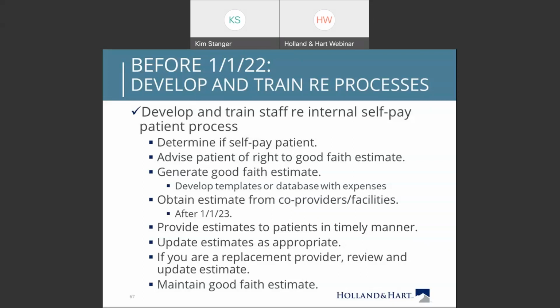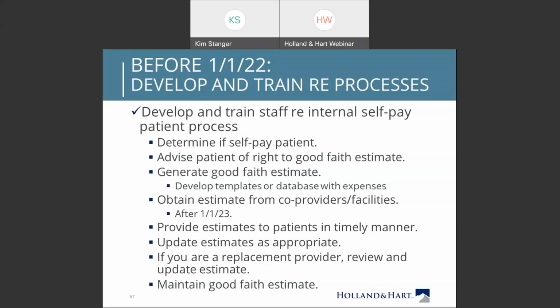You need to obtain that estimate from co-providers or facilities. Probably don't need to worry about this for the next year, but effective January 2023, you'll need to do that. You need to provide those estimates to the patients in a timely manner, consistent with those deadlines that I talked about earlier. You need to update the estimates as appropriate. Otherwise, you're going to be bound by any out-of-date estimates.